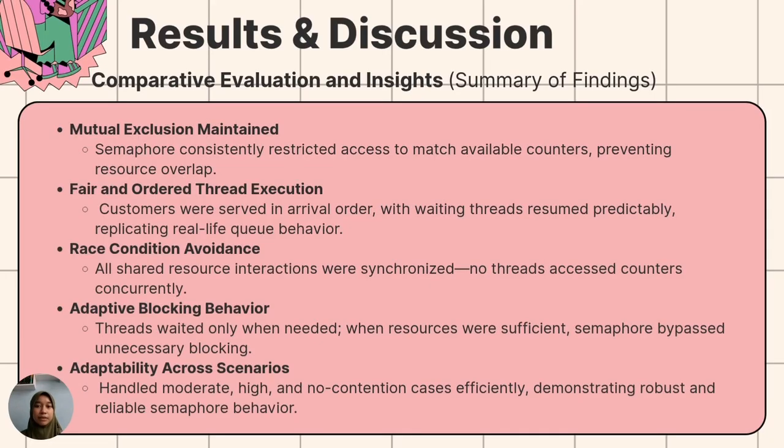Lastly, the summary of findings. Firstly, mutual exclusion is maintained. The semaphore consistently restricted access to match available counters, so this prevents resource overlap. Customers were served in order, with waiting threads resumed predictably. Next is race condition avoidance. All shared resource interactions were synchronized, so no threads accessed counters concurrently.